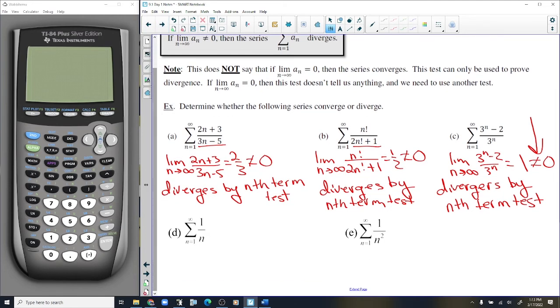D and E I put on here to show that if the nth term test gives you a value of 0, it means nothing. It proves nothing. All right, here we go. We're going to go the limit as n approaches infinity of 1 over n is equal to 0. However, this one diverges by harmonic series.